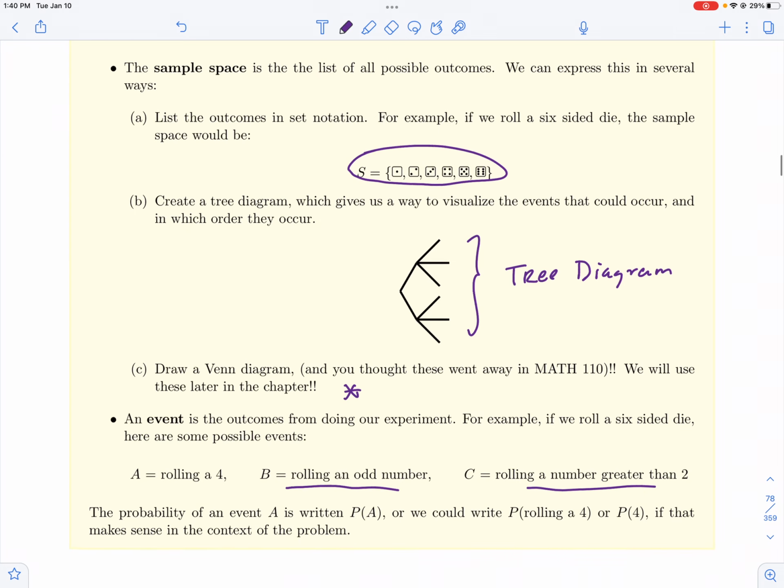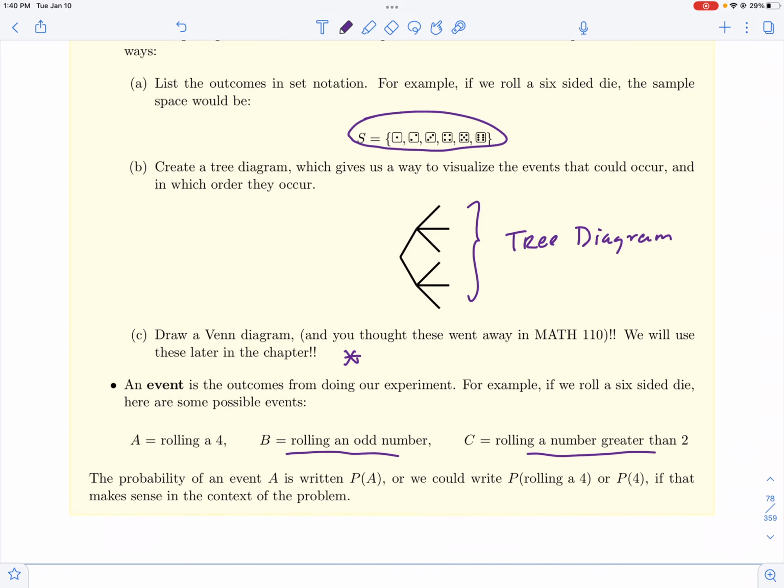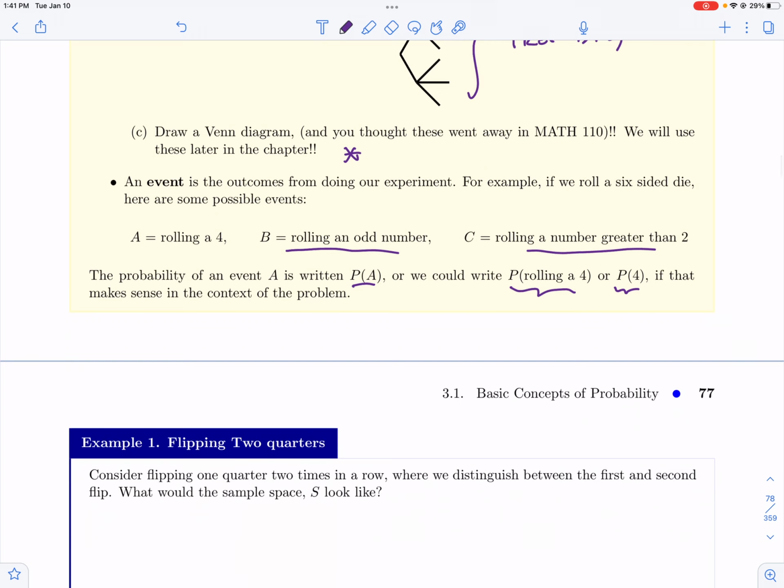A lot of times the way we'll write out these events is in function notation, so P parentheses A, or if it's obvious what we're talking about, we could just write it out in words. For example, P of rolling a 4 is the same thing as saying what's the probability of rolling a 4. Or if we know we're talking about six-sided dice, we can simply say the probability of a 4. If we know the context of the problem we're working on, we can make it even simpler than that. All right, so those are all the definitions that we're going to need in order to go over this section.